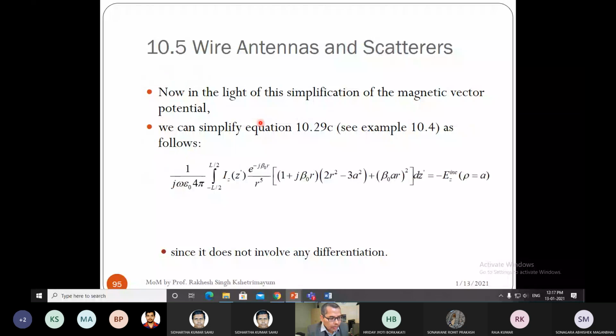So now you can write the expression for Pocklington's integro-differential equation. After making all the simplifications, it converts to a simple integral equation. We just have integration here, and all the differentiation can be taken care of. If you are interested, you can look at example 10.4 of the EM theory book I have written. It has been derived in that example, so I don't want to spend time on the derivations here. You can always refer to the book.